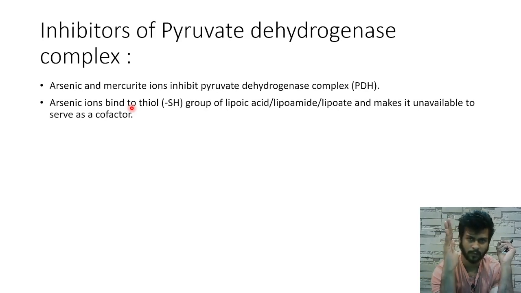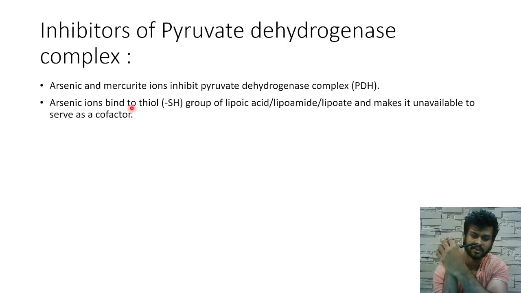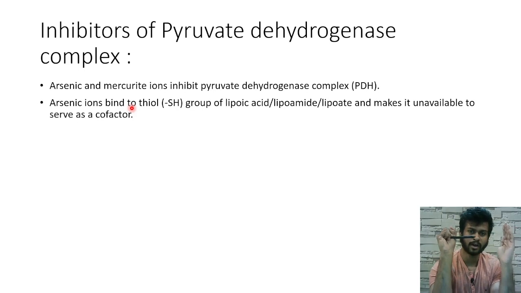So if this is lipoamide which has been bound to enzyme 2, it has SH group in reduced state. Okay, so this black pen is the SH group, my fist is lipoamide, and my hand is enzyme 2. Arsenite ions will come and bind with the reduced lipoamide SH group. This complex derivative will be formed.